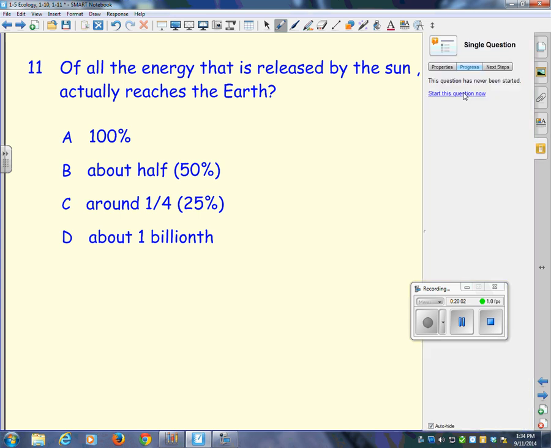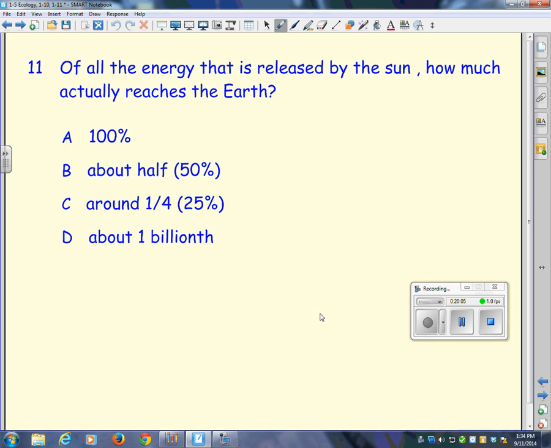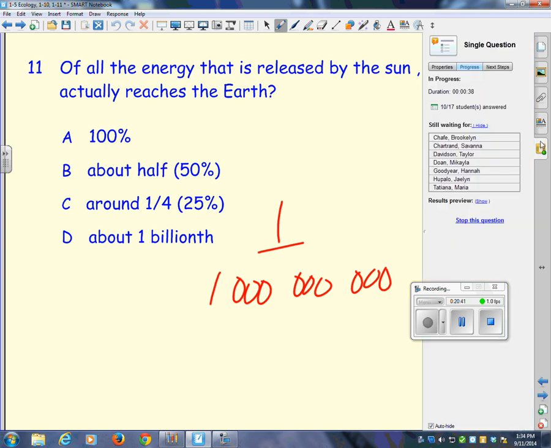Now, this one, you're going to have to pull out the book. I don't expect anyone to know this off the top of their head. That'd be craziness. Of all the energy that leaves the sun, how much gets to the Earth? Is it 100%? Is it about half or 50%? Is it about a quarter or 25%? Or is it around 1 over a billion? 1 over a big number. Billion has 9 zeros in it. What do you think? You're pretty sure it's what? E. E.